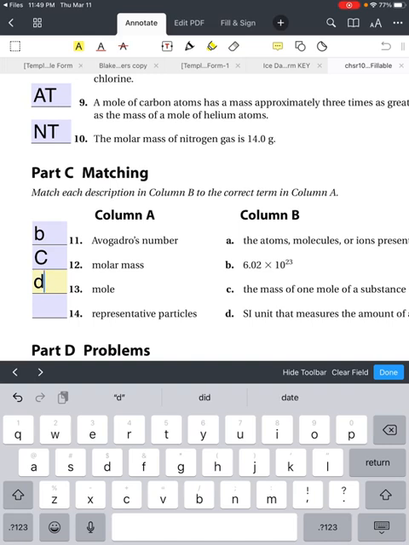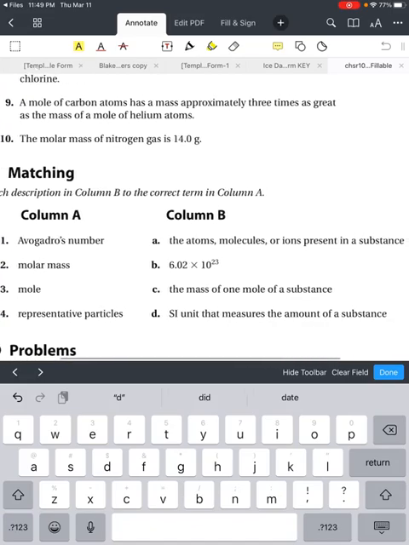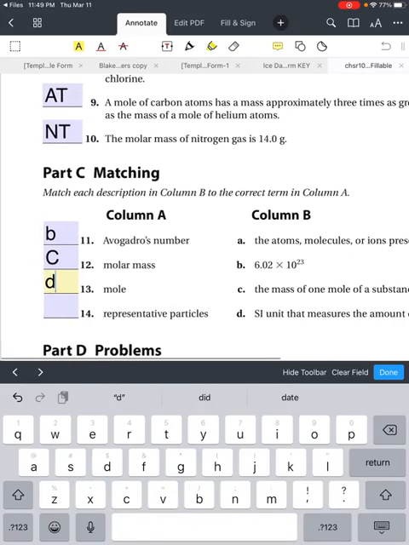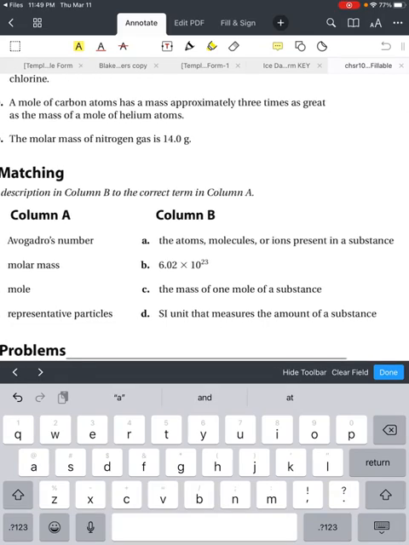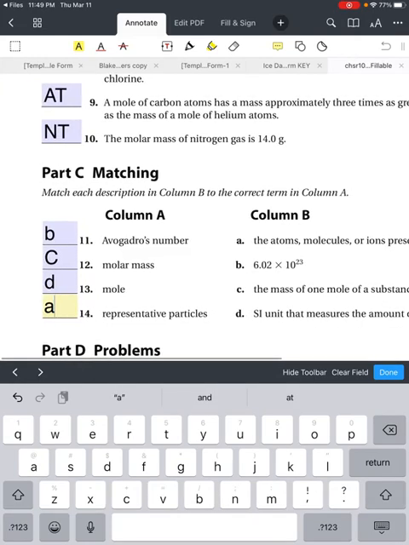And finally, representative particles can be atoms, molecules, ions. Technically, I guess you could have a mole of anything, but representative particles pretty much include those. Explaining why we said sometimes true when they said representative particles are a molecule. And so that would be A.